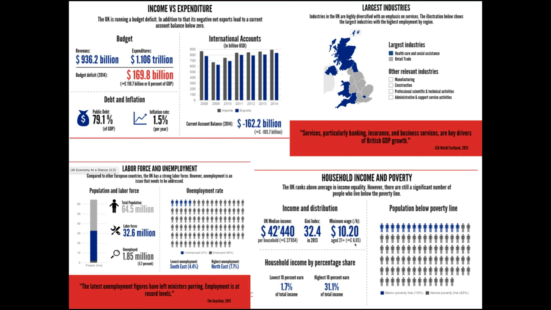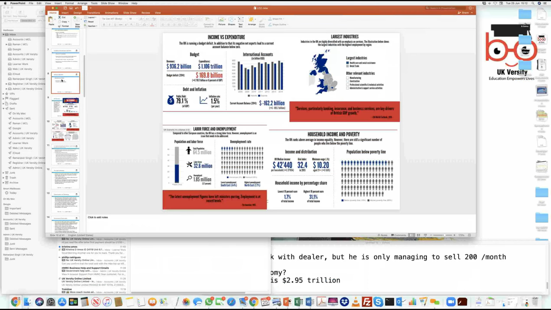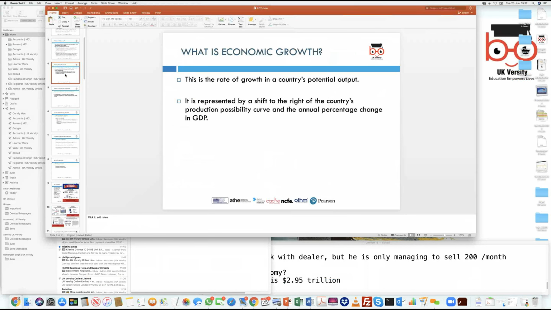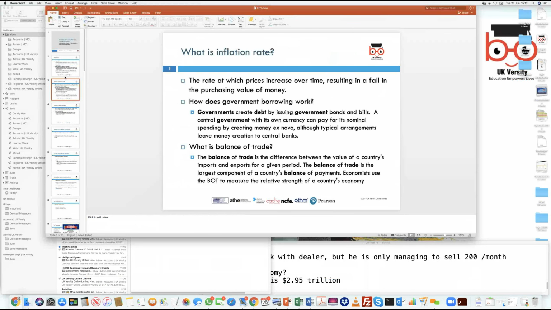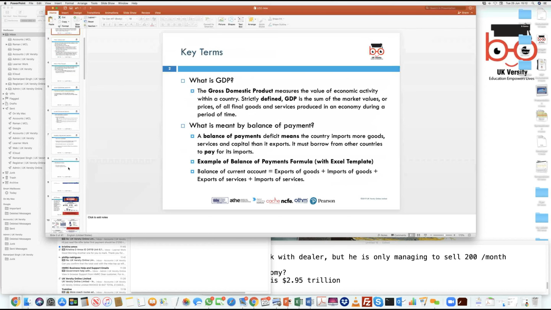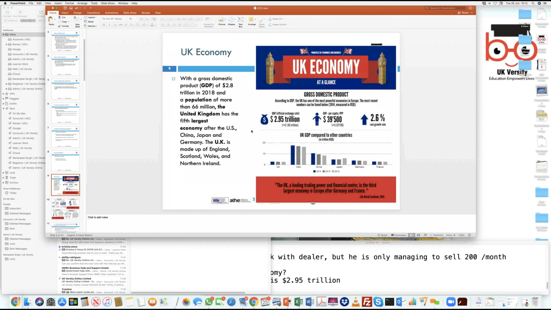So we use all these terms that we've learned, things like GDP, inflation, deficit. We looked at balance of trade, national debt, borrowing. These are key terms we want to study because we want to know the state of the economy. If you understand these key terms, then you can look at any country and understand the state of the economy in that country.